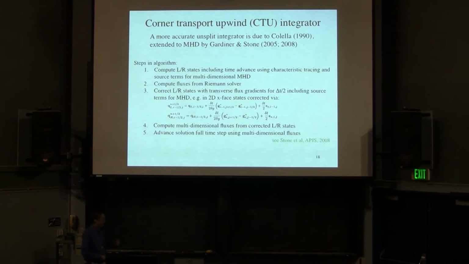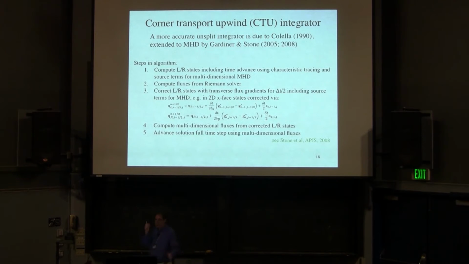There's also more complicated things, for example, the corner transport upwind method. This took Tom Gardiner and me probably 4 years to figure out how to do for MHD. This algorithm was introduced by Colella in 1990 for doing unsplit hydrodynamics, and doing it for MHD involves a lot of machinations, a lot of steps. It is more accurate if you do tests than the Van Leer integrator. It's less diffusive. Still only second order accurate, but less diffusive. But it's a lot more complicated and a lot more difficult to extend with more physics.